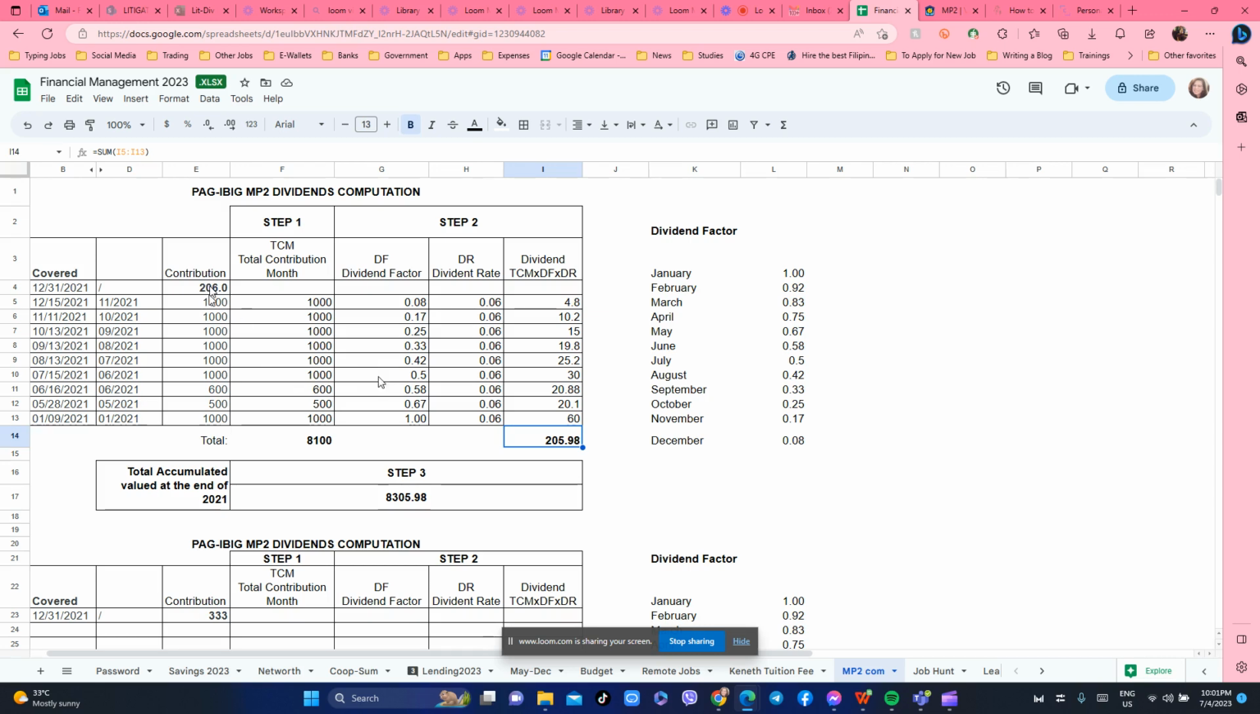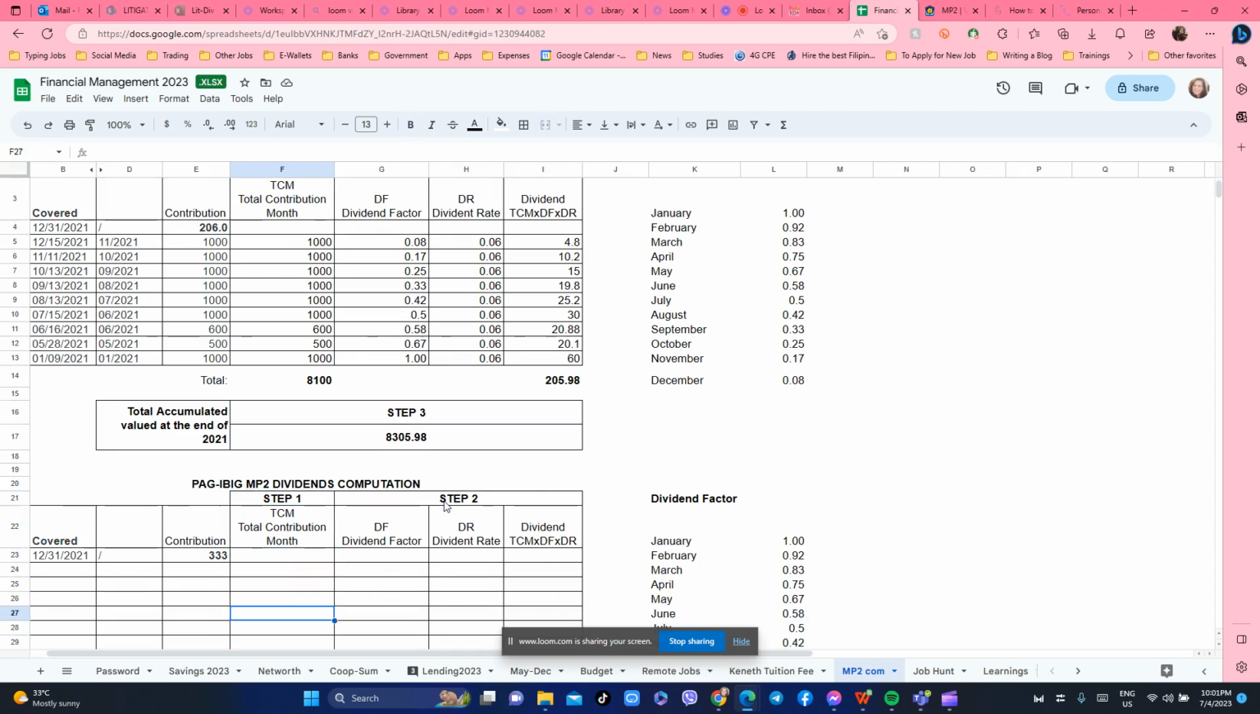So this is your dividend given by the Pag-ibig. So 8,100 plus the 206 dividend, you get a total of 8,305.98 pesos for the year 2021. So as you can see, you have a total of 206 pesos interest for the year 2021.